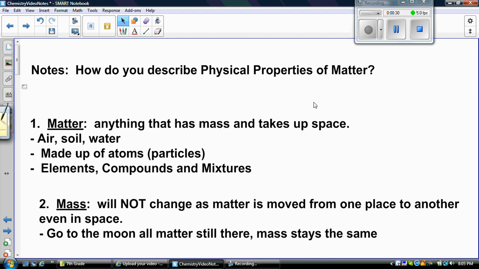Okay, so remember, matter is anything that has mass and takes up space. Example, air, soil, water, those are all examples of matter. Matter is made up of atoms or particles, and matter can also be classified as elements, compounds, or mixtures. So that should be a little bit of review from our 6th grade chemistry unit.